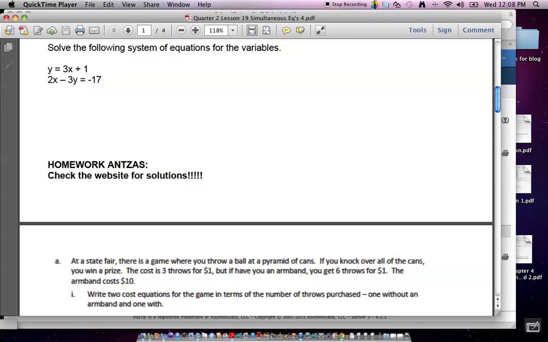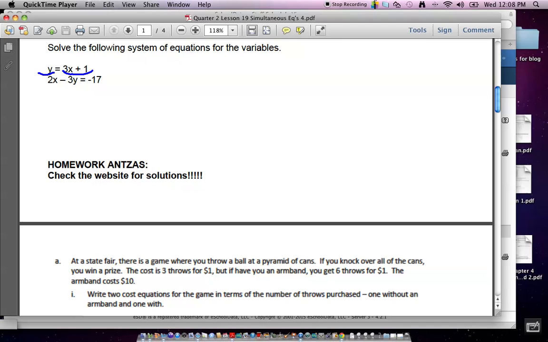You're going to work. Now, as I look at this, y equals 3x plus 1, and 2x minus 3y is negative 17. This is very important because we did not do one like this yesterday. What I notice is that a single y has the same value as a 3x plus 1. Do you see that? Yes.